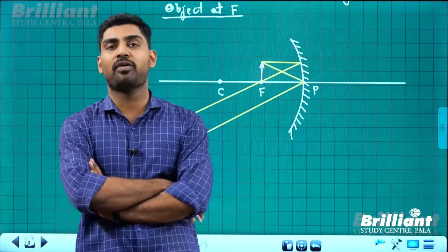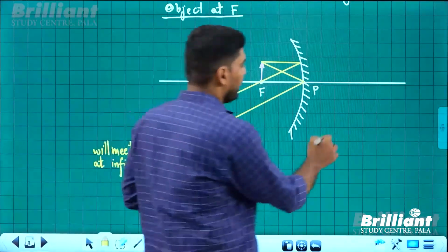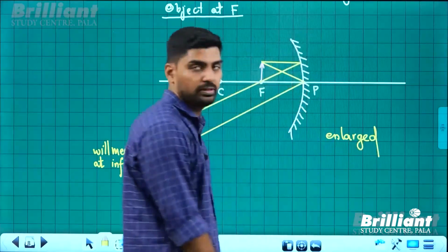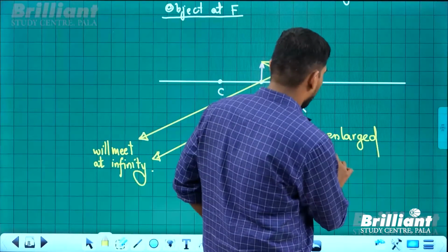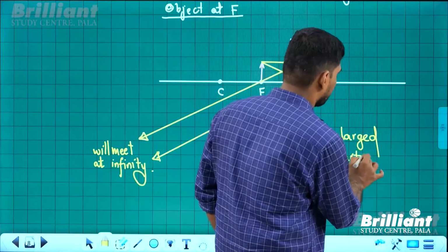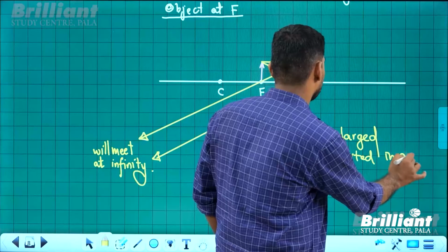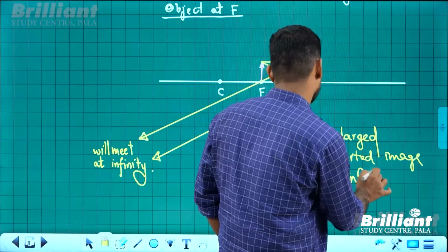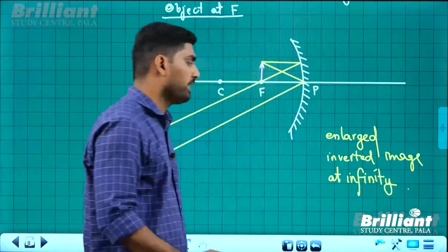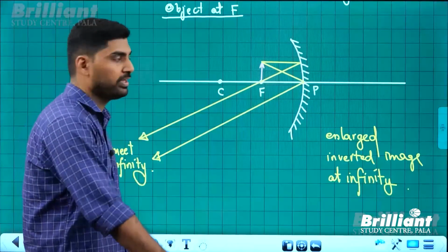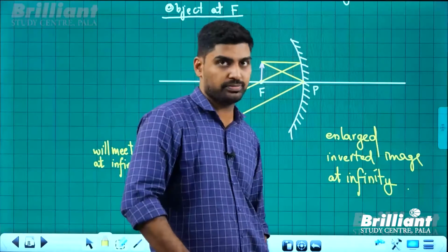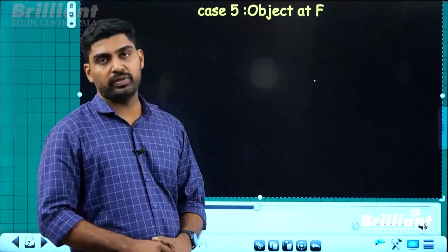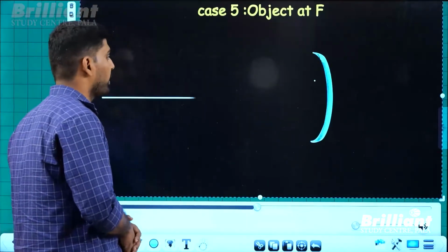So where is the image formed? There is a highly enlarged inverted image at infinity. Highly enlarged inverted image at infinity when the object is placed at focus. Okay, so let us analyze that again. When the object is at F, once again let us see what happens.